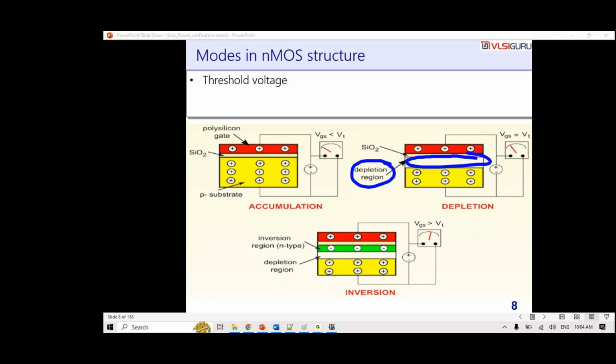And then you have got the inversion where this region gets inverted by having the electrons here. So that is where the connection gets established between the drain and source. So how is it related to the gate and substrate voltage? Gate to substrate voltage is VGS.